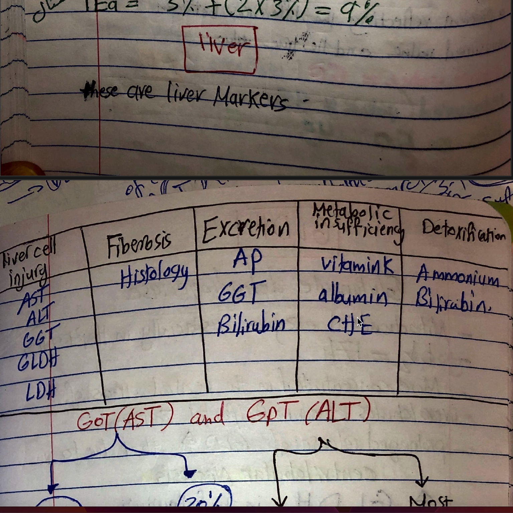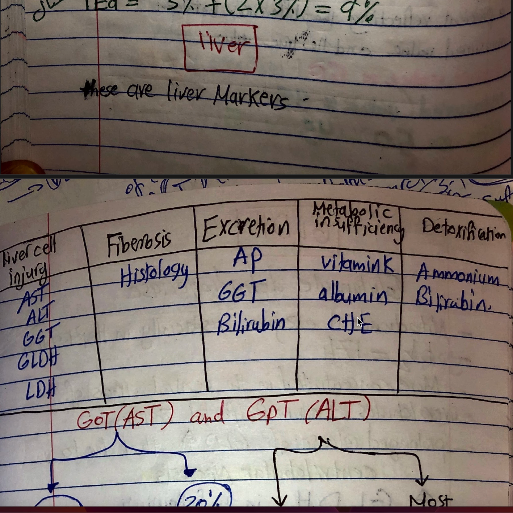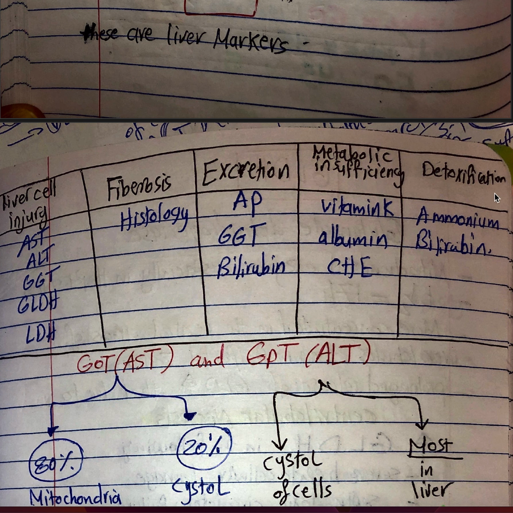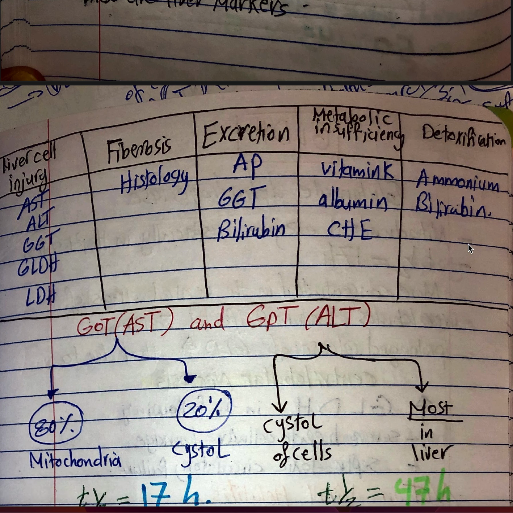Maybe I will give some information about the albumin, which is affected here in the metabolic reaction. In the case of the detoxification, ammonium and bilirubin increase. Why the detoxification? Because it's important to get rid of the ammonium, and that happens through the liver. So when there is a problem in the liver, that will increase the ammonium, which may cause cerebral edema and other problems.